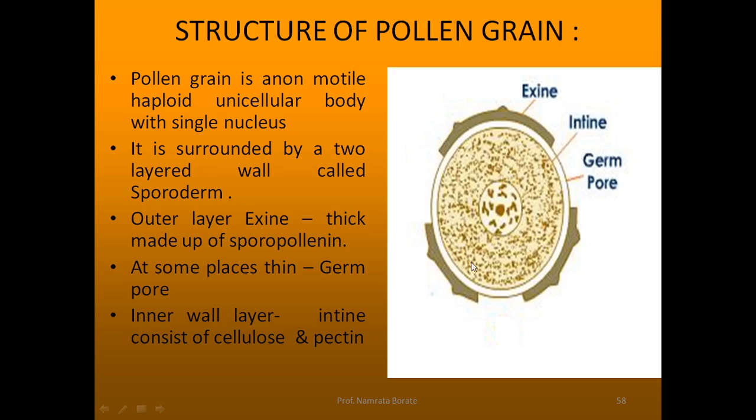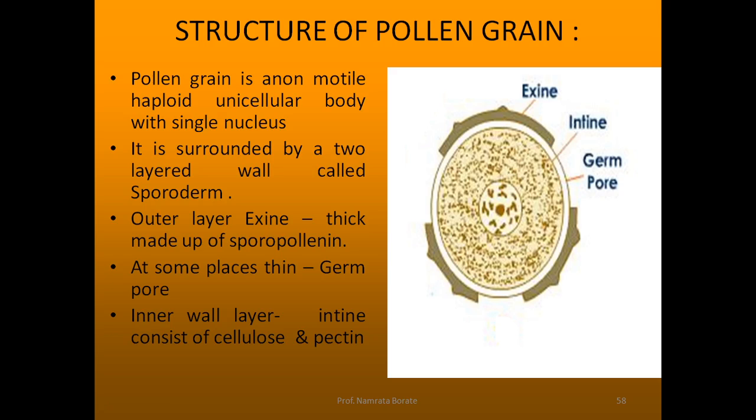As you can see, this image indicates the structure of pollen grain. A typical pollen grain is a non-motile haploid unicellular body with a single nucleus. It is surrounded by two layers. These two layers are called sporoderm. The outer layer is known as exine. It is thick and made up of a complex non-biodegradable substance called sporopollenin.